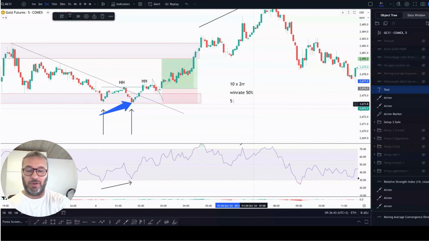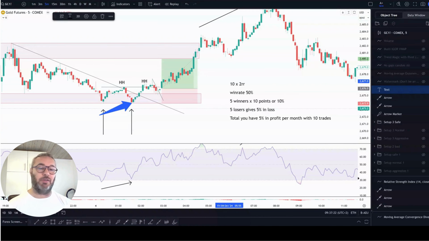So 5 winners give you 10 points, or 10% if you use 1% as risk. 5 losers give 5% in loss. In total you have 5% in profit per month with 10 trades.